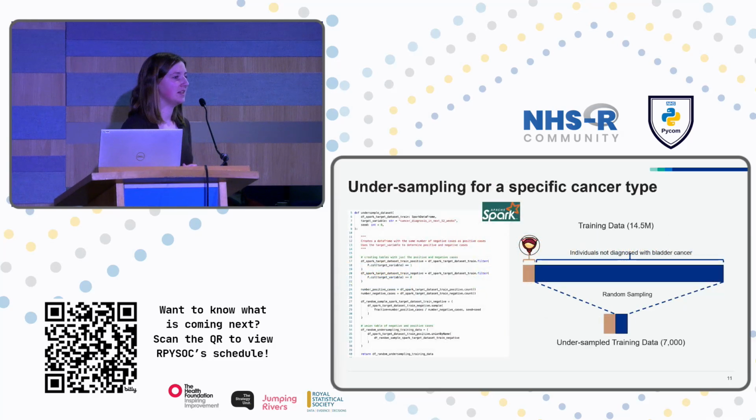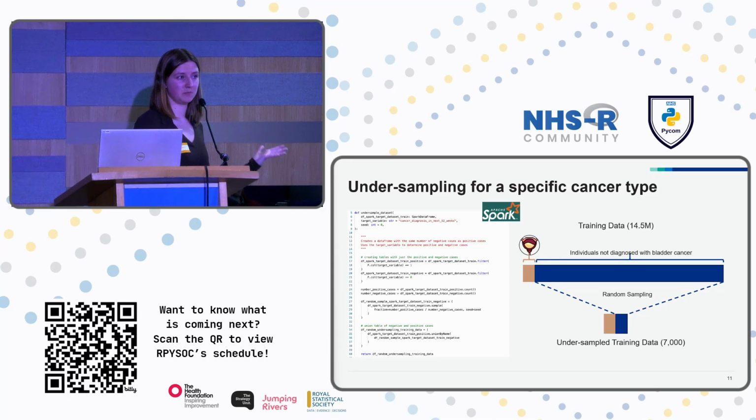So to give a bit of an idea of how we do this, for example, in the case of bladder cancer, if in this 14.5 million we have 3,500 cases of bladder cancer, we'll bring all of those cases forward. And then on the remaining cases, which have not been diagnosed with bladder cancer, we will do a sampling, and we use Spark to do this.